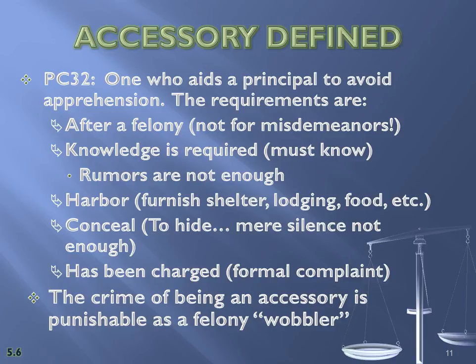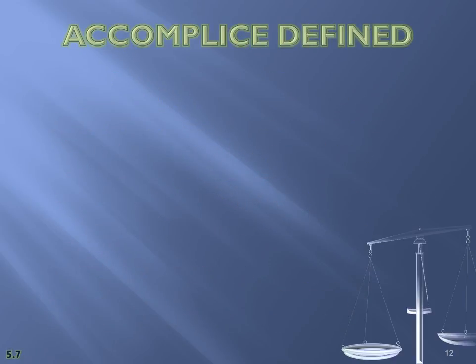The crime of being an accessory is punishable as a felony wobbler, and I believe that we've heard that term before, which means that it can be a felony or a misdemeanor. Okay, does that kind of get all that together? So I think we kind of got that. So we have accessory. So not too bad.